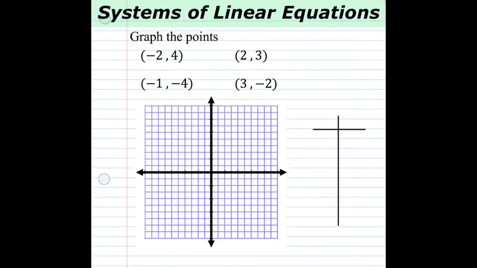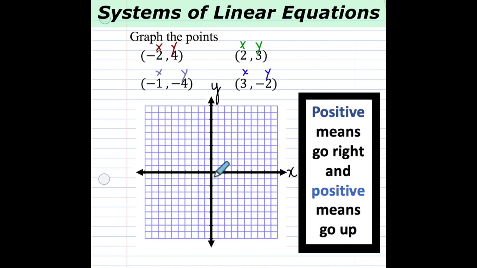A graph has an x-axis, which is horizontal, and a y-axis, which is vertical. Each ordered pair has an x value and a y value. (2, 3) can be described as where that spot is from the origin. From the origin, we go 2 to the right for the x value and 3 up, 1, 2, 3.